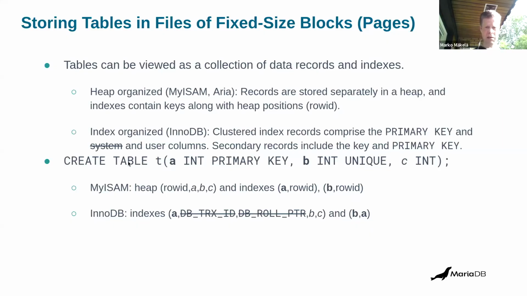So if we have a table that contains primary key A and a unique secondary key B, then in MyISAM the heap would contain all columns A, B, C, and then for the indexes, we would have two indexes, one for A and one for B, both pointing to the row ID. And inside InnoDB we have the clustered index record with the key A, and then the system columns, then the other user columns. And then we have a secondary index record which contains just B and A.